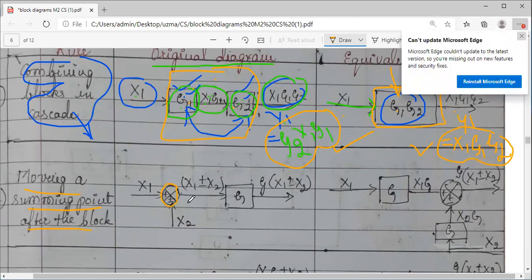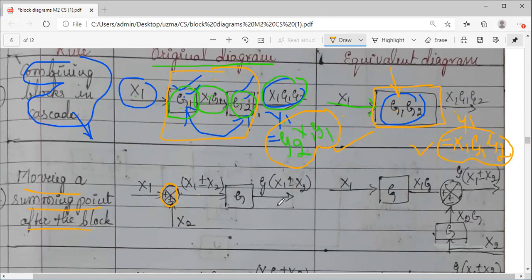There are two possibilities. This summing point can be here or it can be here. The second rule is, the summing point that is before the block, I can move it after the block. Let's see what is in the original diagram first, we will analyze it, then we will go for the equivalent diagram.